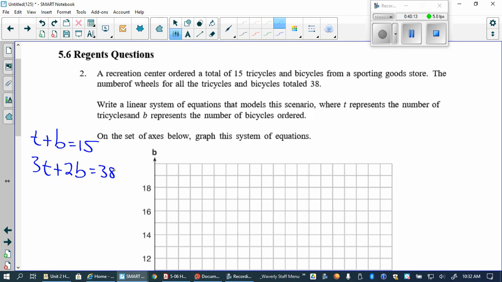Now we have a system of equations. How about this first one to graph it? Wouldn't the intercepts method be real easy? What's the t-intercept, if you put a 0 in for b?